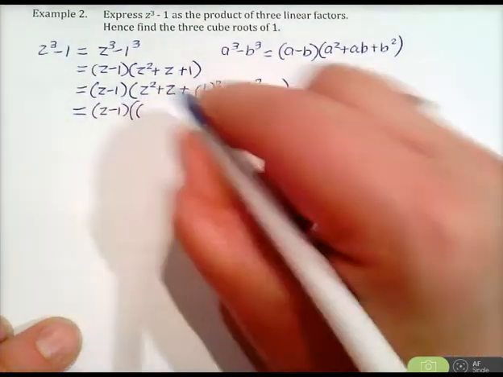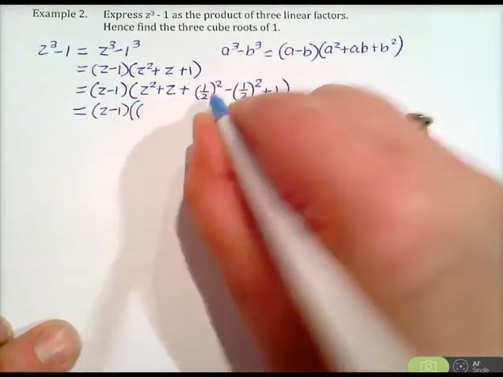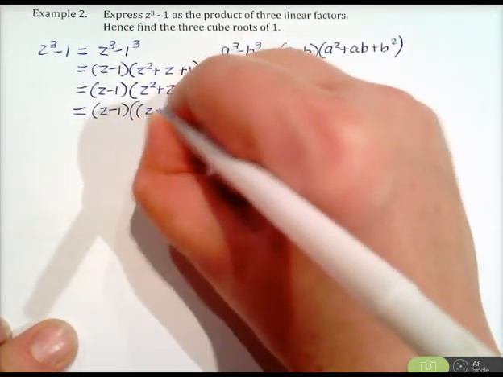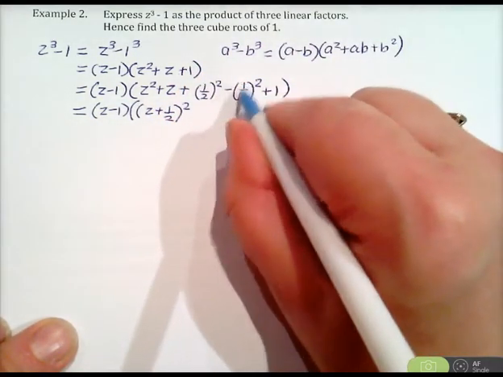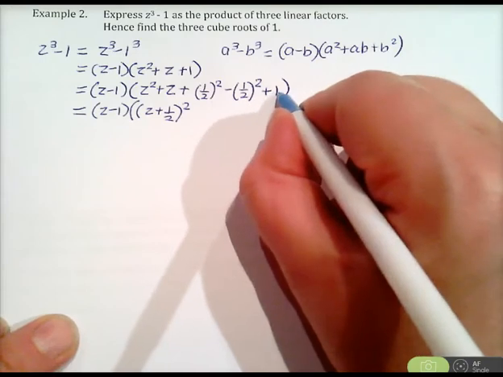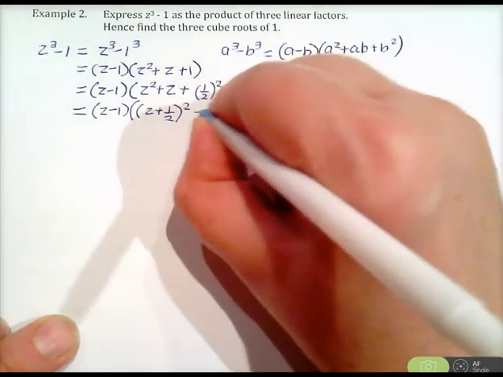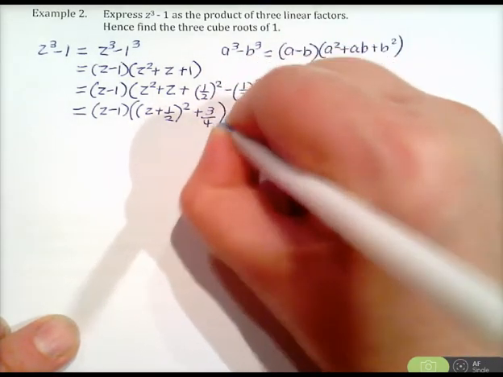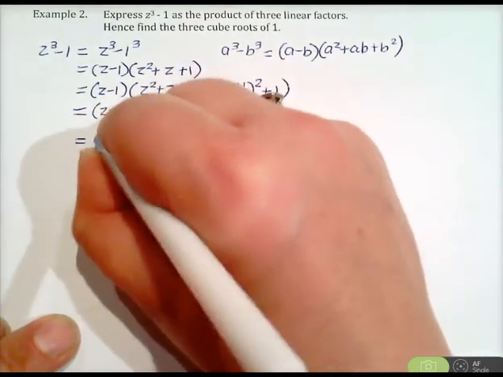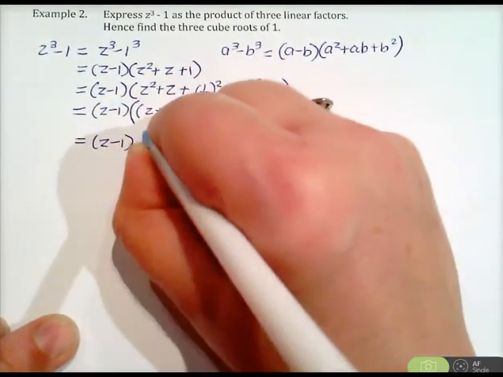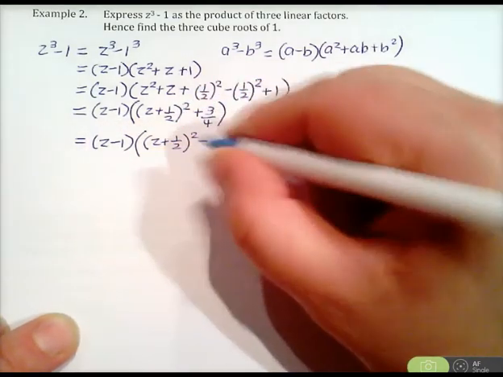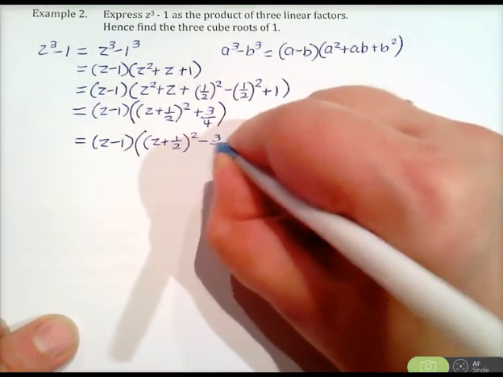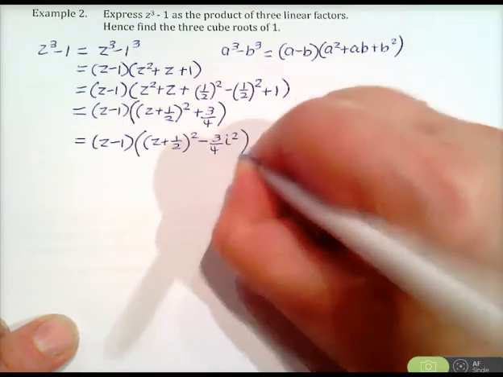So we've got z minus 1, then these first 3 terms make the perfect square z plus a half squared. Then we've got minus a half squared, which is minus a quarter, plus 1, which would be plus 3/4. Now we can write that as z minus 1, z plus a half squared minus 3/4 i squared.